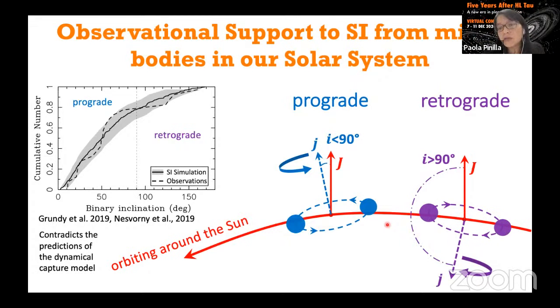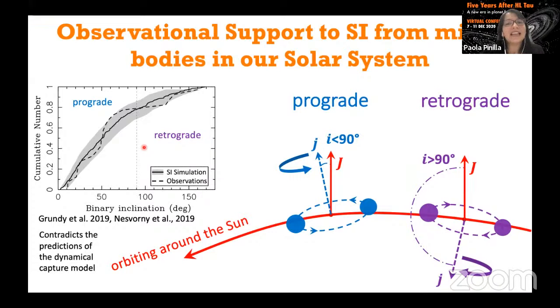And you need a lot of observations to conclude something about the prograde and retrograde movement of these objects in our solar system. This was done using Hubble and collected in this paper by Grundy in 2019. What you see here in the dashed line is the observations, the cumulative number versus the binary inclination, where you can see that almost 80% of the objects have prograde rotation. And in the solid line is the prediction from the streaming instability, which is really, really good. And actually, this contradicts the prediction from dynamical capture models that result in more retrograde movements of these trans-Neptunian objects.